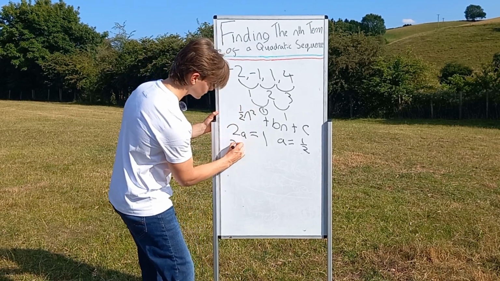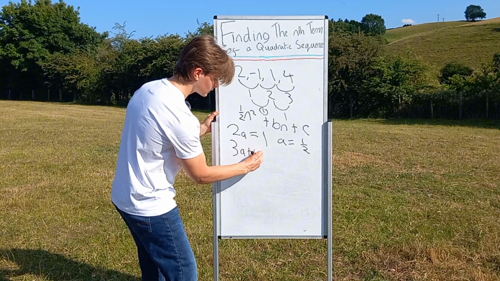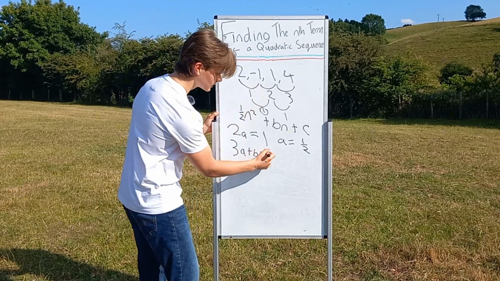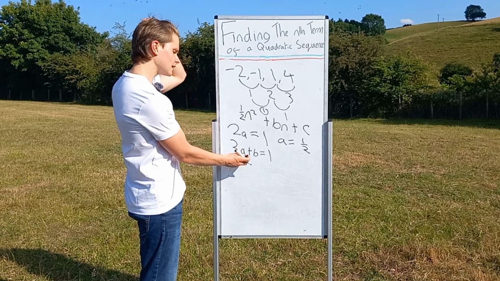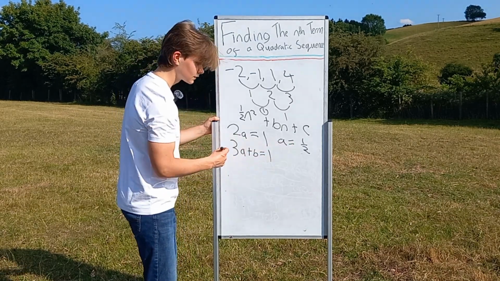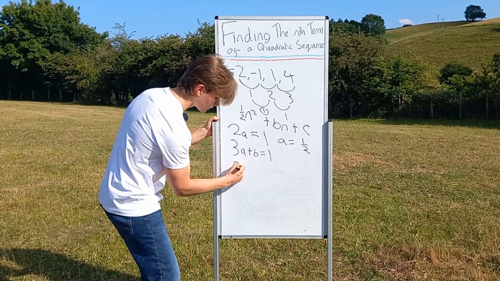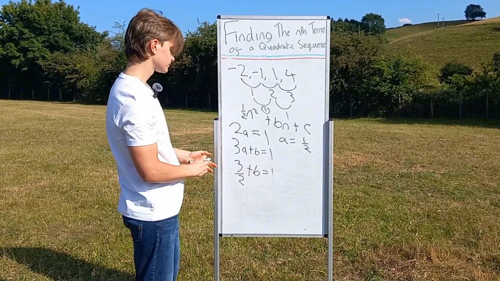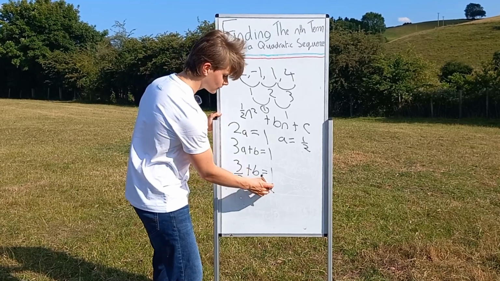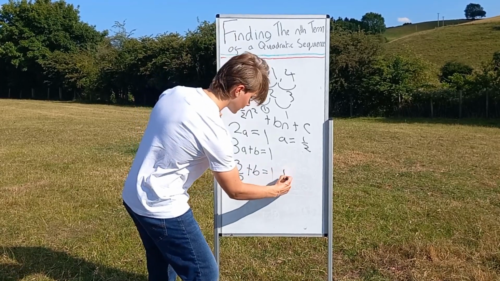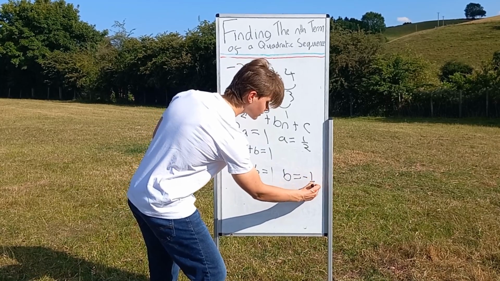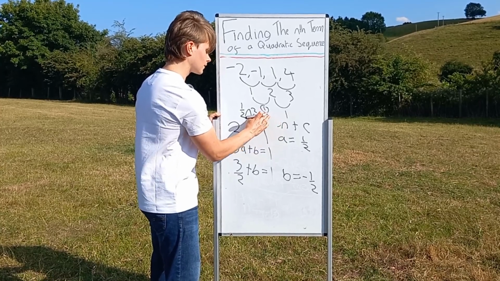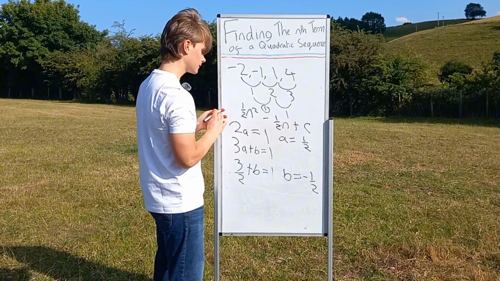And then next, our equation to find b, and that's 3a plus b equals our first difference, so the difference between our first and second term is 1. Then I'm going to replace a in this equation with the value we found earlier, so 3 times a half, so 3 over 2 plus b equals 1. And then if we take away 3 over 2 from both sides, we're going to get that b equals minus a half. So again, just going to replace the b with minus a half.